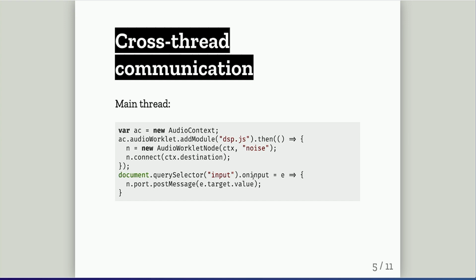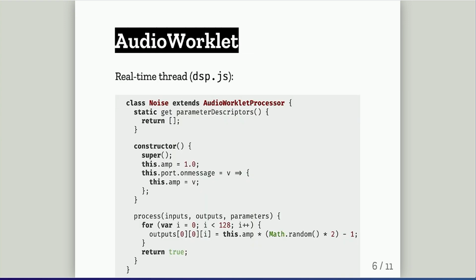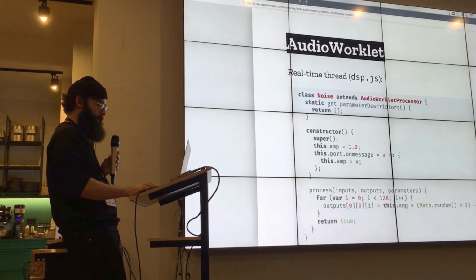How is it communicated back to the audio thread? I've got the same code here. We see that this is the only thing that changes. On message on the port, this function will get called, and we do whatever we want in it. So for example, here I've decided to communicate the volume of my noise generator. The volume starts at 1, so full scale. But I can set a new value here, and then, as usual, to change the volume, we multiply by the gain, and that's about it. So it's very simple to communicate back and forth.